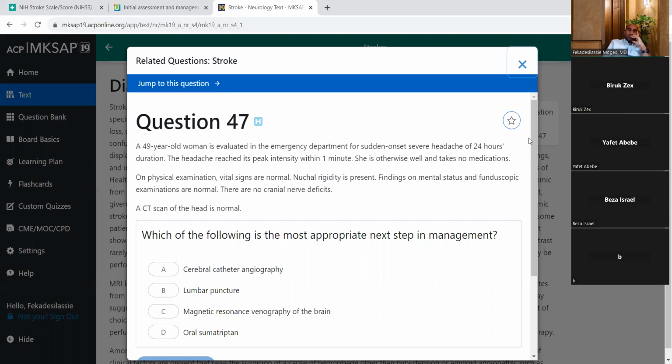A 49-year-old woman is evaluated in the emergency department for sudden onset severe headache of 24 hours duration. The headache reached its peak intensity within 1 minute. She is otherwise well and takes no medications. On physical examination. Stop there. What is your differential diagnosis, Beza? Subarachnoid hemorrhage. Excellent. You are my favorite, by the way.